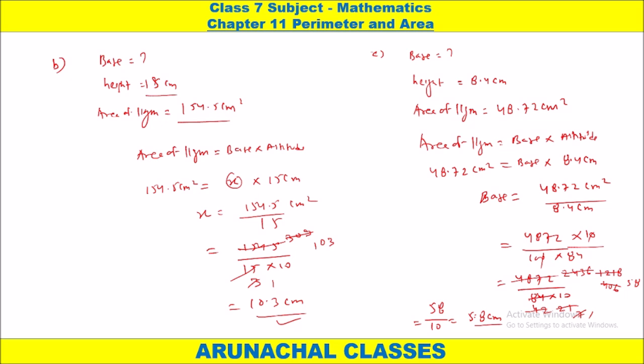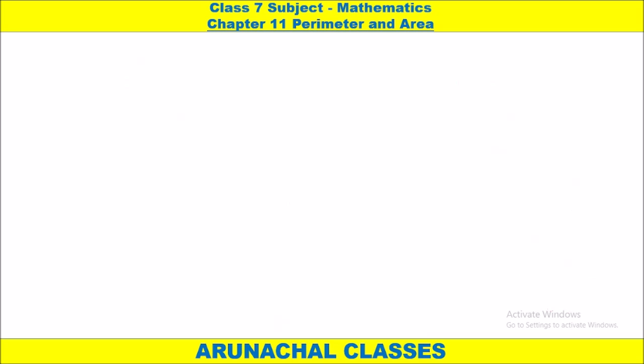Now let's have the D part for this question. We can see here D part. Here the base length is given as 15.6 centimeter. Then your height is not given, and your area of parallelogram is given as 16.38 centimeter square.